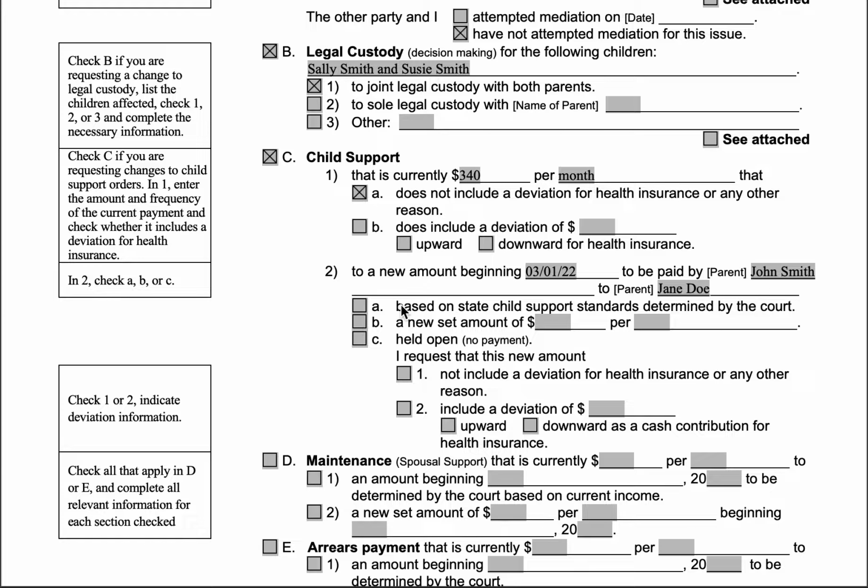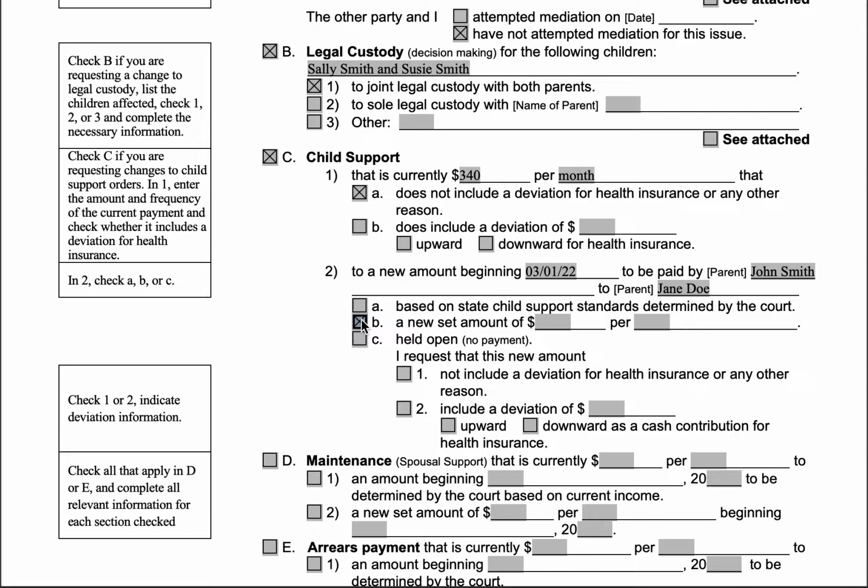So if John and Jane had a third child, they had Sally Smith, Susie Smith, and Sam Smith, and Sam Smith is already 18, then John might want to recalculate so that it now just includes 2 children in that calculation. So that's A. A is just, I want you to recalculate what the state standard number would be based on my new circumstances.